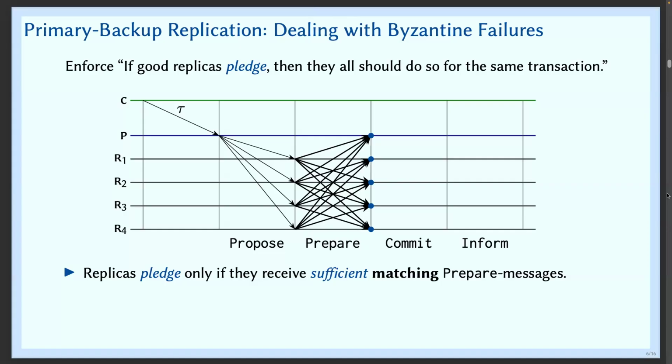Yeah, the nodes include the primary. We can always assume the primary is also sending a prepare message. So the primary is just another replica. In fact, you could also optimize: the propose message of the primary is an implied prepare.